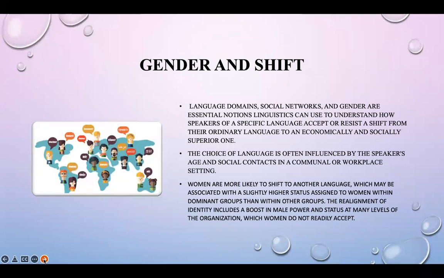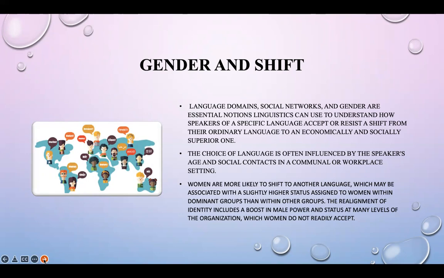Gender and shift. Language domains, social networks, and gender are essential notions linguists can use to understand how speakers of a specific language accept or resist a shift from their ordinary language to an economically and socially superior one. The choice of language is often influenced by the speaker's age and social contacts in a communal or workplace setting.